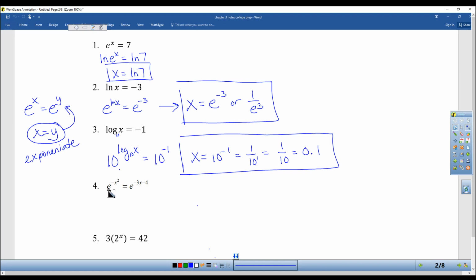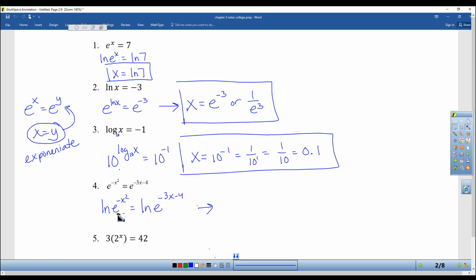On this one, I see an e, so I think to myself, I'm going to do the natural log of both sides. Natural log undoes e. So the natural log of e to the negative x squared is equal to the natural log of e to the negative 3x minus 4.